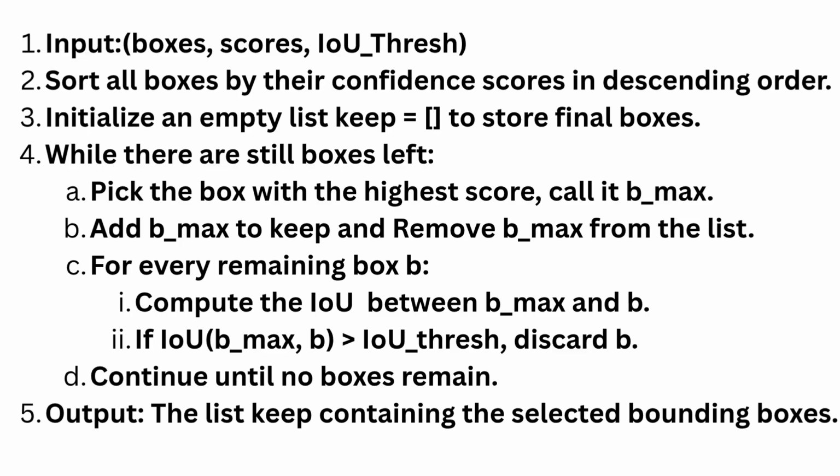For every other remaining box, we calculate its IOU with the Bmax. If the IOU is greater than our IOU threshold, we discard that box because it has a large overlap and it is considered a duplicate of Bmax. We repeat this until no boxes are left. Our keep list contains the final non-overlapping detections.